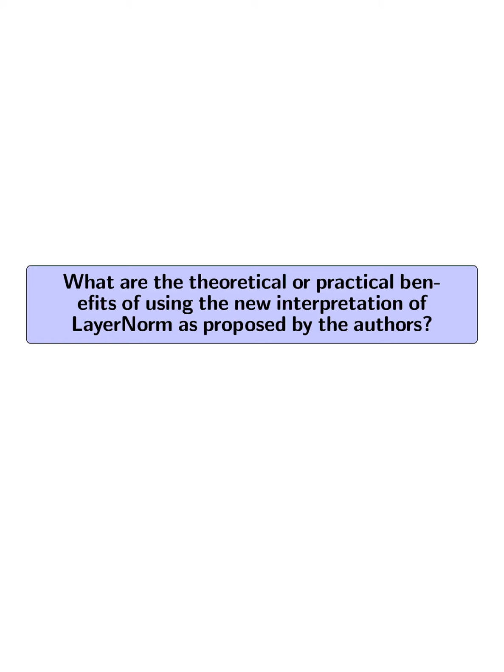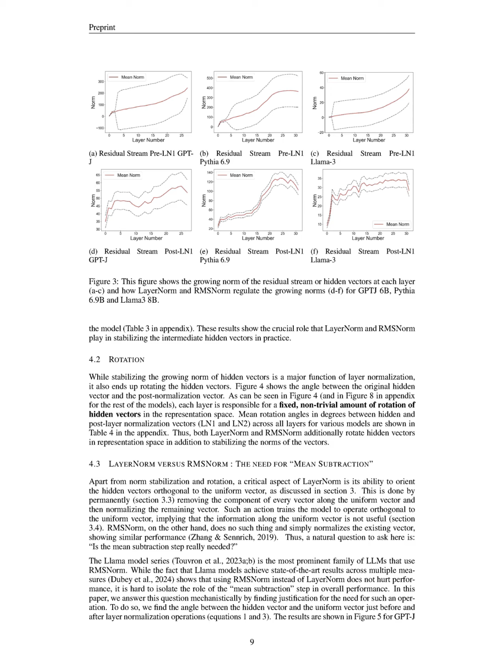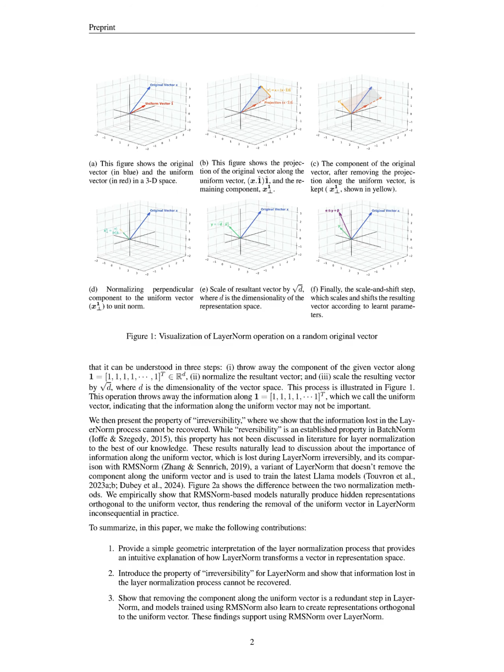What are the theoretical or practical benefits of using the new interpretation of LayerNorm as proposed by the authors? The authors propose a novel interpretation of LayerNorm that offers several theoretical and practical benefits. Theoretically, this interpretation elucidates the geometric transformation of hidden vectors in representation space, specifically highlighting how LayerNorm removes the component along the uniform vector, which is deemed unimportant.